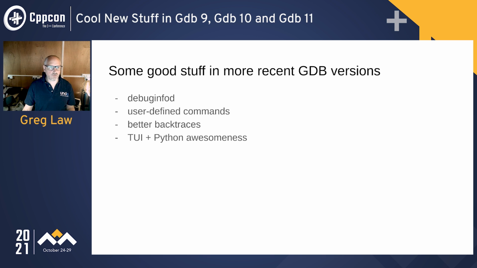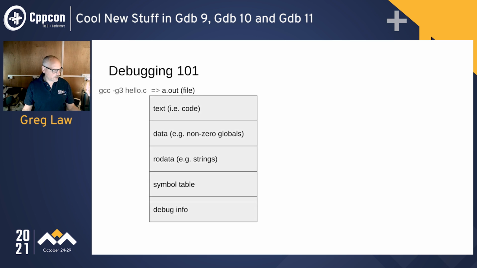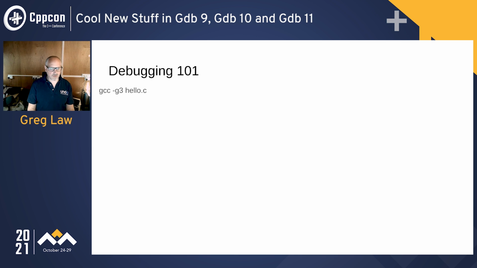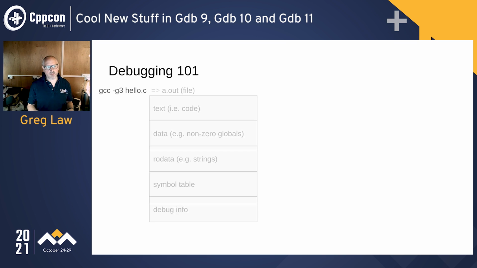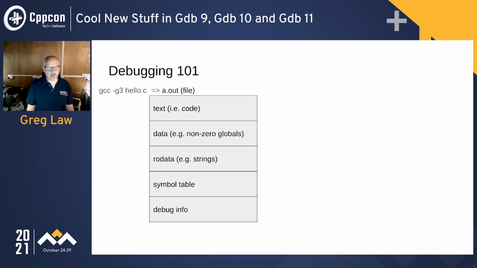Let's start with Debug InfoD, which is this pretty cool thing that's just come along. Let's start with our debugging basics. When you type gcc or clang -g3 hello.c, always -g3, because that just gives you extra debug info. It's my little top tip, it gives you extra goodness. What do you get? Well, it produces a file, obviously. If you just do that command line, you get a file called a.out.